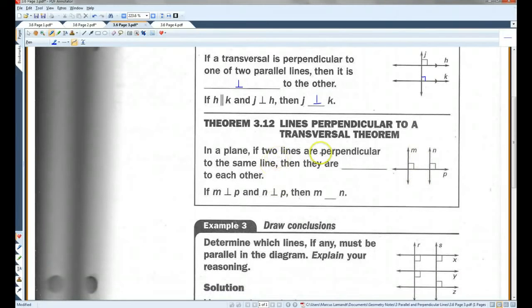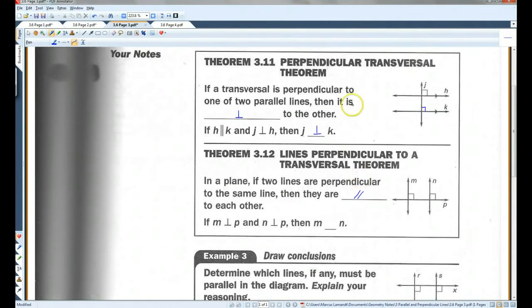In a plane, if two lines are perpendicular to the same line, then they are parallel to each other. So this says kind of the same thing as what this one says, except in reverse. Over here the theorem said that if the lines are parallel, then these two both have to be right angles. Here it says if these two are both right angles, then these lines have to be parallel. So if M is perpendicular to P and N is perpendicular to P, then M is parallel to N.